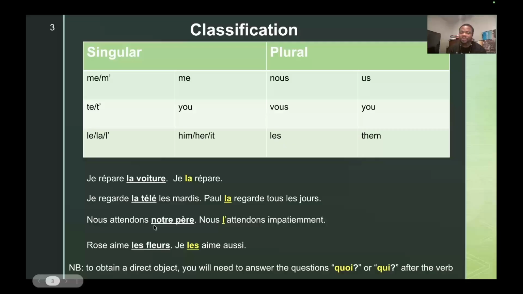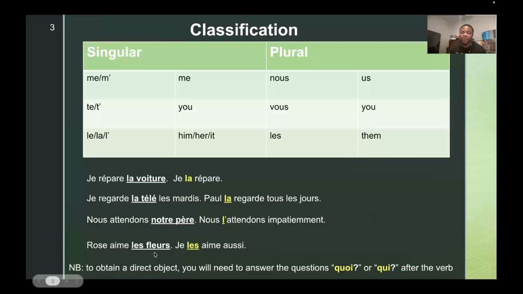Nous attendons notre père. We are waiting for our dad. Nous l'attendons impatiemment. We are waiting for him impatiently. L', which is supposed to be le, because notre père, our dad, is third person and singular, so masculine. So it has to be le. But because the verb attendre begins with a vowel, the le becomes l'. So it becomes nous l'attendons impatiemment.